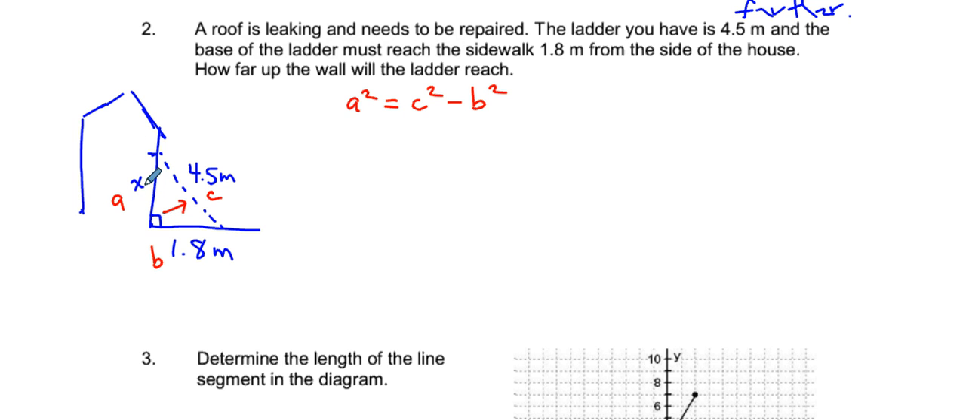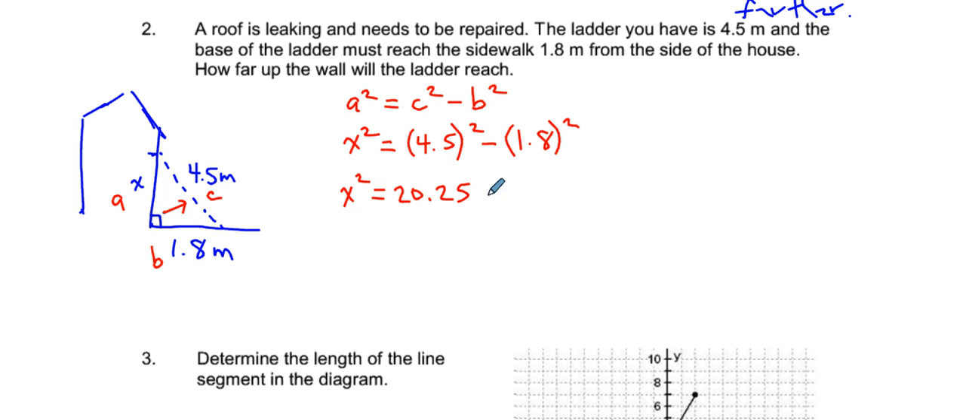So substituting what I know, a I'm going to call x now, so x squared is equal to c squared, which is 4.5 meters squared. And I'm subtracting b squared, which is 1.8 meters squared. I'm going to use my calculator to work out 4.5 squared and 1.8 squared. So 4.5 squared is 20.25, and 1.8 squared is 3.24.